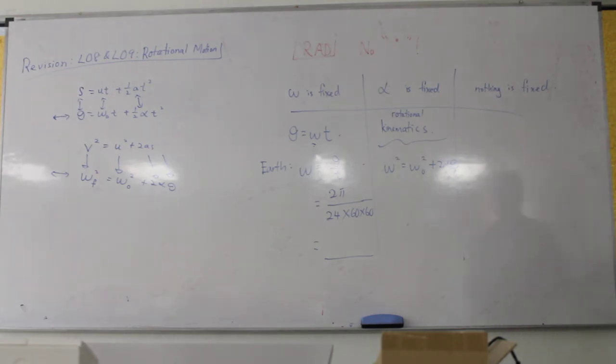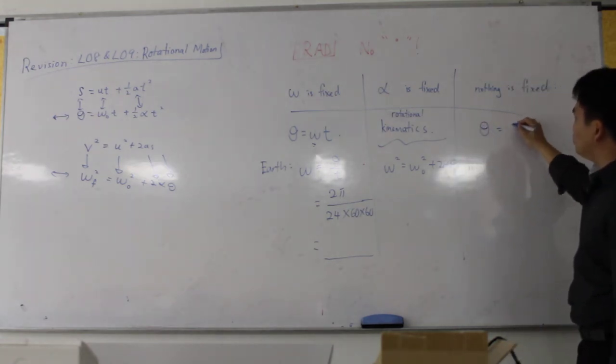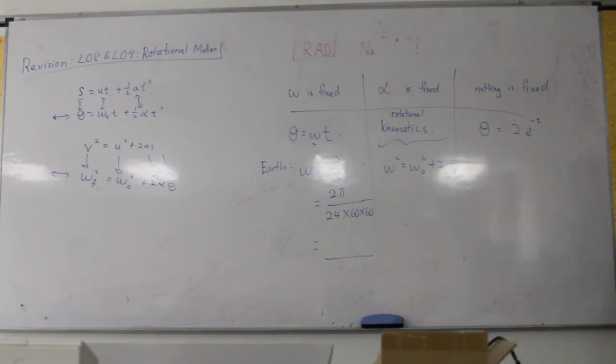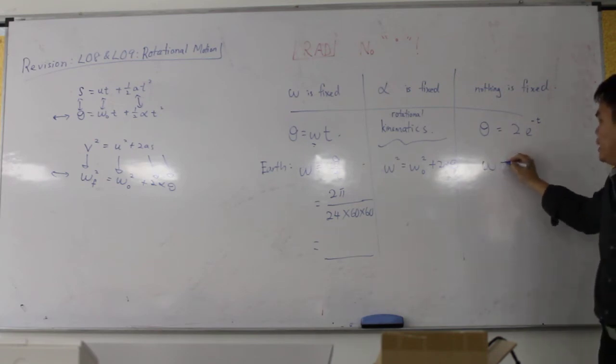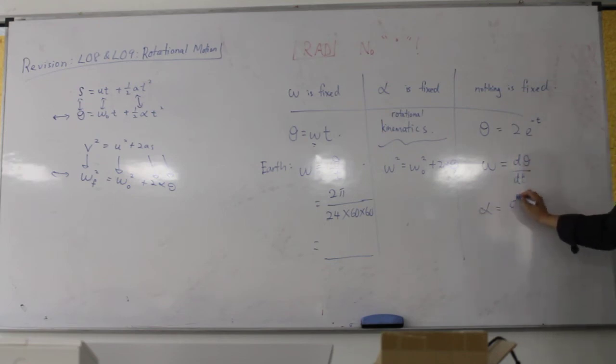And the third case is where omega is not fixed, and alpha is also not fixed. For example, theta equals 2 exponential to the power of minus t. When you see this one, definitely you know that nothing is fixed, then you can further use this. Omega is d theta over dt. Alpha is d omega over dt, which is also the same as d2 theta over dt squared. It's exactly similar to the linear motion, but we just change it to rotational.